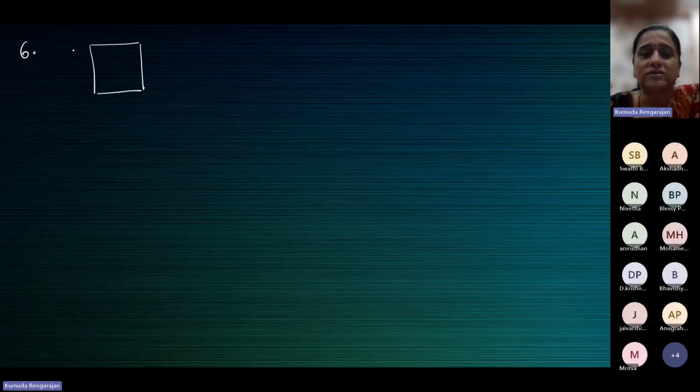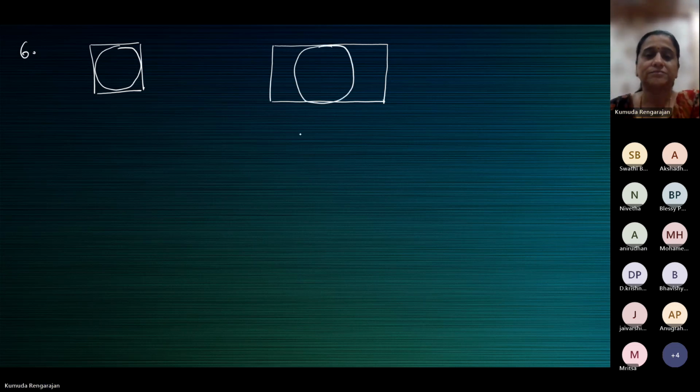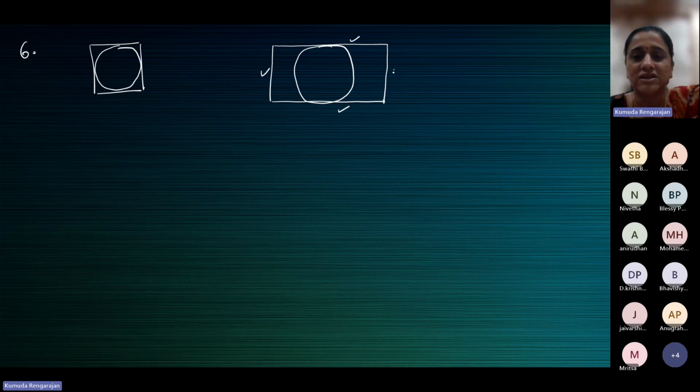Now we know that every surface of a cube is a square, and you know that you can draw a circle touching all the sides of the square. You cannot draw a circle touching all the sides of a rectangle. This circle can touch this side and this side of the rectangle, but it doesn't touch these two sides.